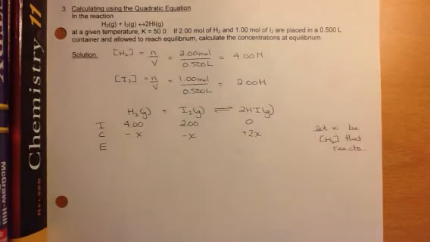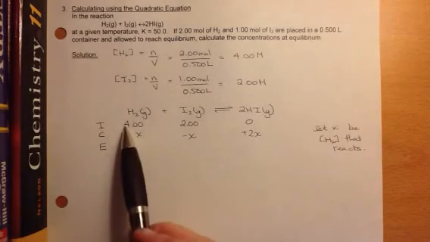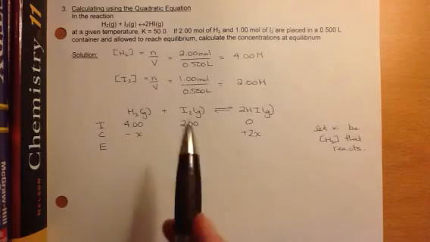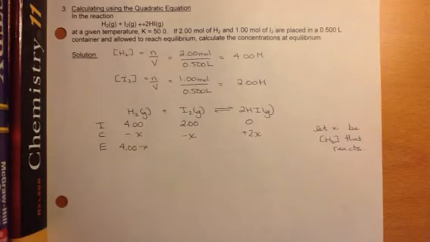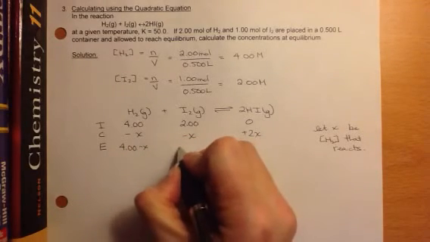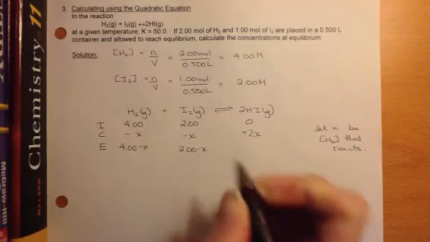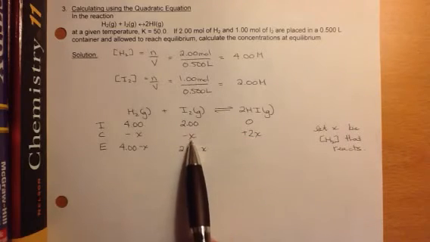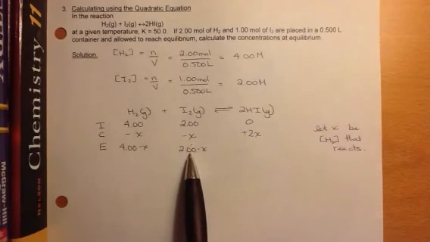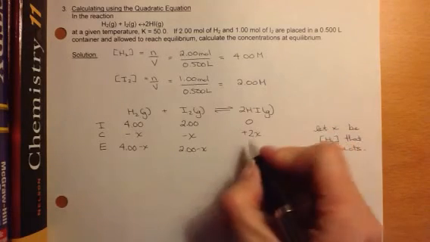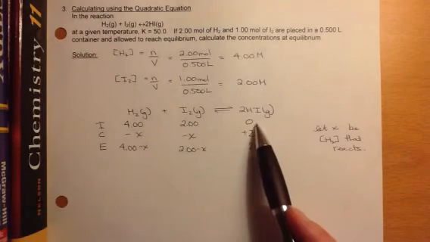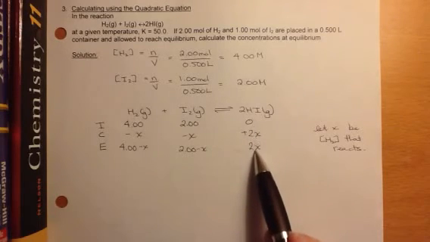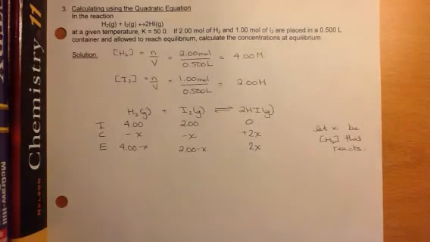produced. At equilibrium then, for the hydrogen, we start with 4 moles per liter. We react X, so that means at equilibrium, we have 4 minus X. For the iodine, we start with 2. We react X, so we have 2 minus X. And lastly, for the hydrogen iodide, we start with nothing. 2X reacts, so we must have 2X at equilibrium.